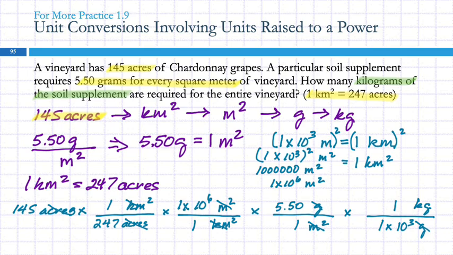So this is 145 times 1 divided by 247 times 1 EE6 divided by 1 times 5.50 divided by 1 times 1 divided by 1 EE3 equals, and I'm kind of getting a mess again, 3228 point stuff. How many sig figs should my answer have?